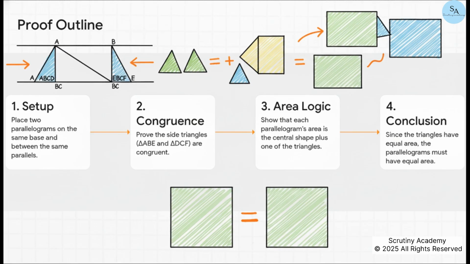The second parallelogram is the same middle shape plus the triangle on the right. Since the two end triangles have the same area, the total area of both parallelograms has to be the same. We've basically just slid an identical piece from one side to the other.